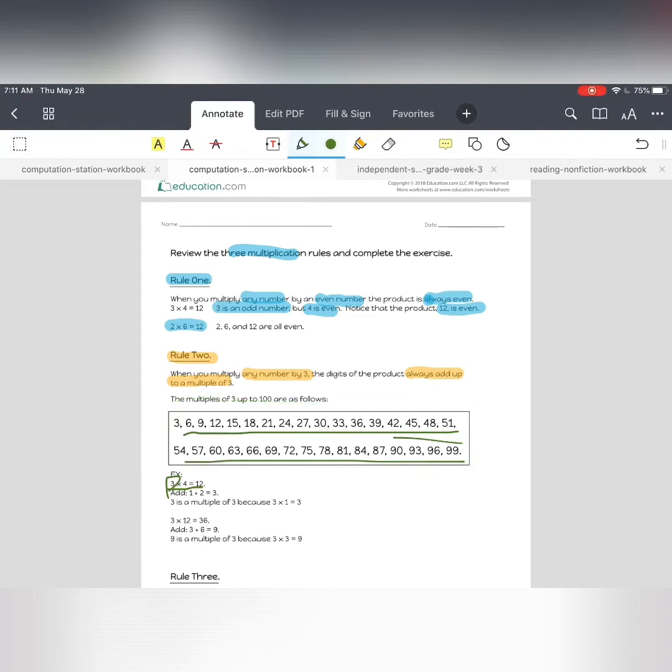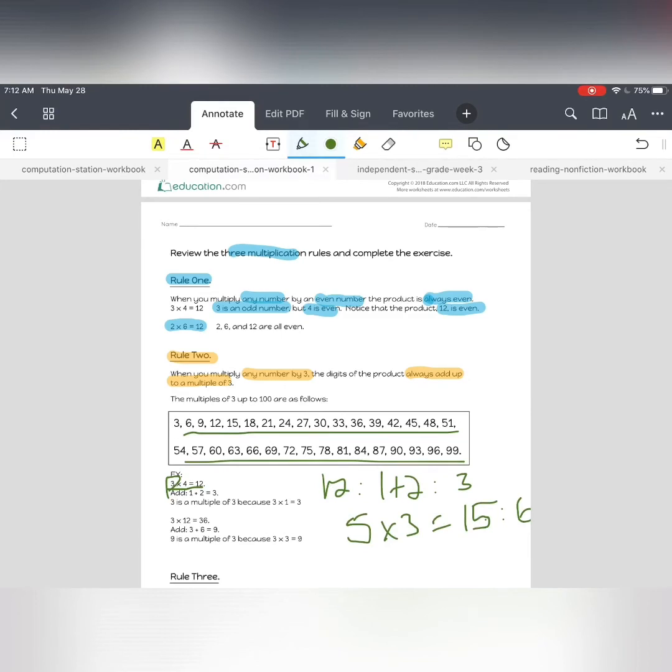So 12 is 1 plus 2, which is 3. Makes sense. Let's try a different one. Let's try 5 times 3. What's 5 times 3? It's 15. 1 plus 5 equals 6, which is another one of our multiples of 3.